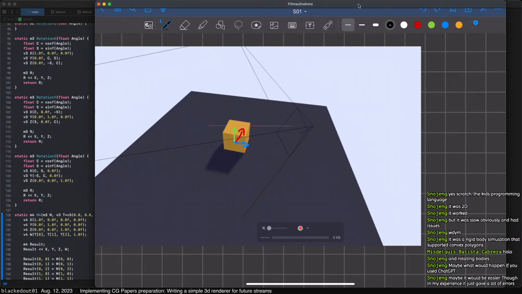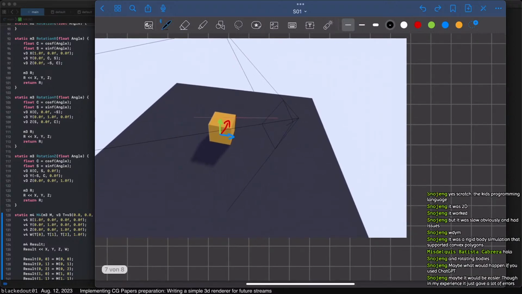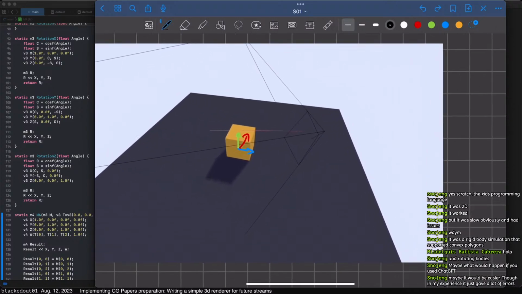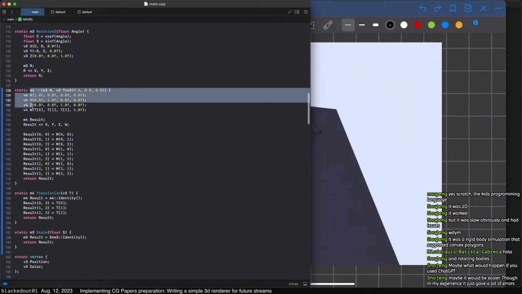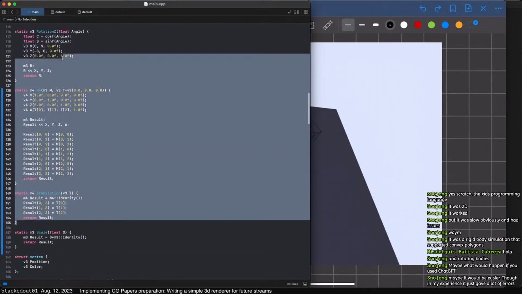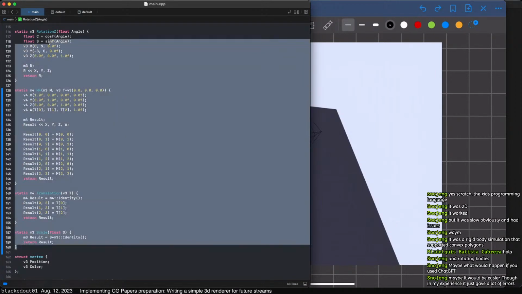Another type of camera would be something like an FPS camera, like in a first-person shooter, where you just move your head. So it's more like a direction where you look at. But here, the reason I wrote these functions is we can construct the camera matrix out of these functions here.